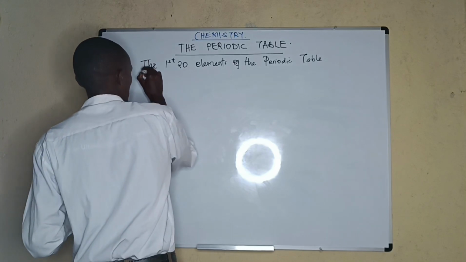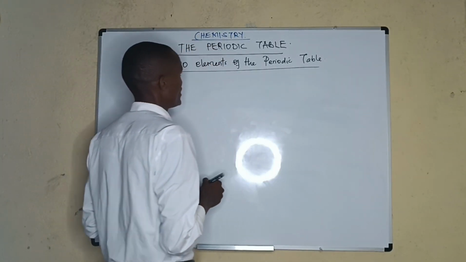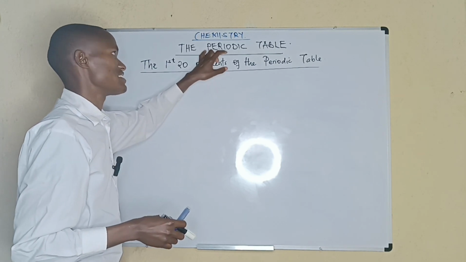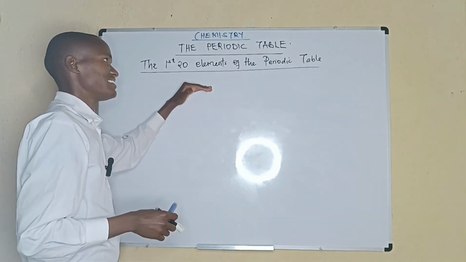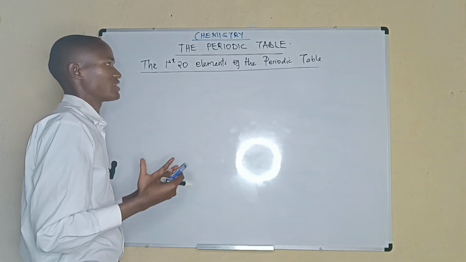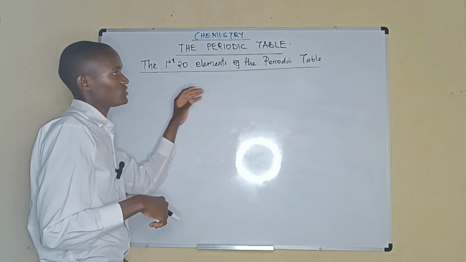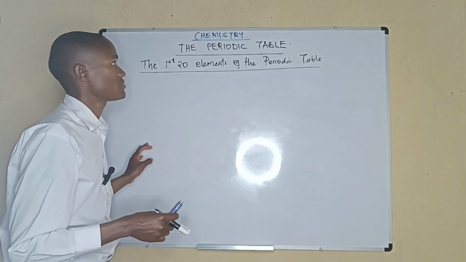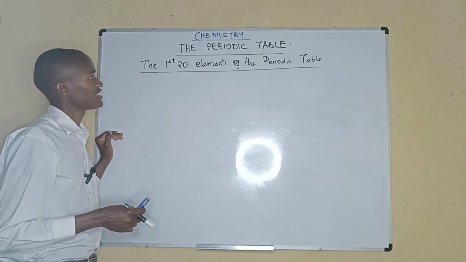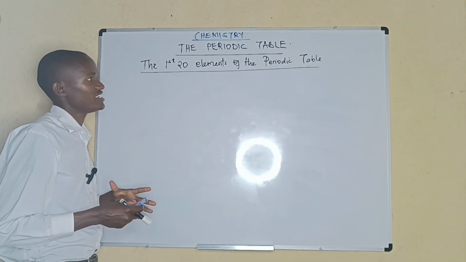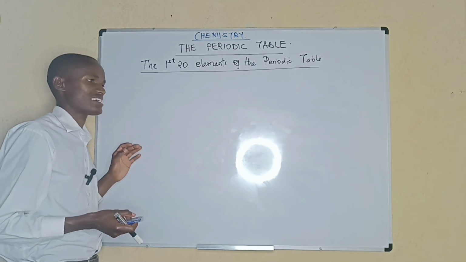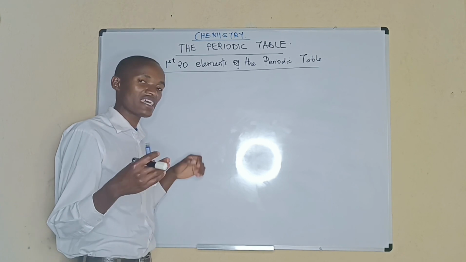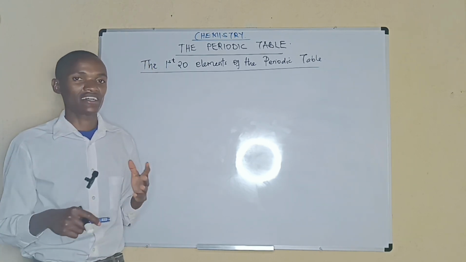The first 20 elements of the periodic table. This is a prerequisite that will be needed so that you can now learn the periodic table by itself. I know it is a simple topic, but let us see what is needed in the topic. The periodic table contains a lot of elements, I think around 200, but they keep on being added as new elements are discovered.